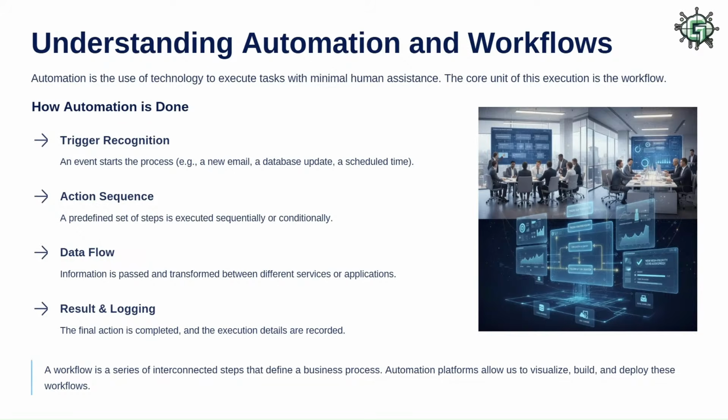Then it finally gives results and logs. Results and logs record everything, like how many automations are done, what errors were caused, and what is the flow of that individual automation. In short, a workflow is like a visual plan of how a process moves from start to finish. And platforms like n8n let us build and see these workflows in an easy drag and drop way.